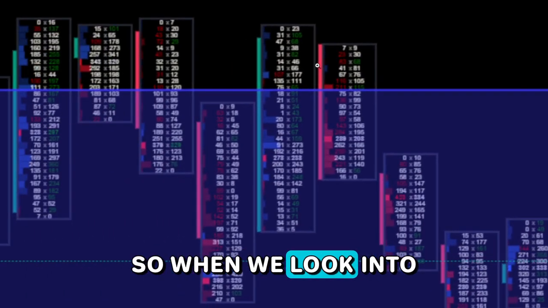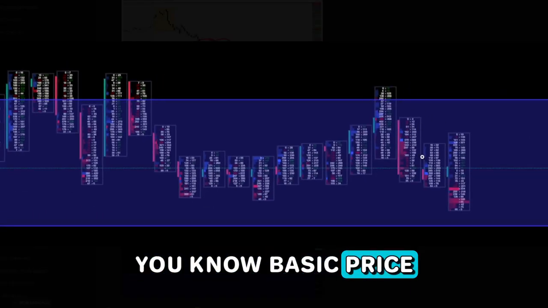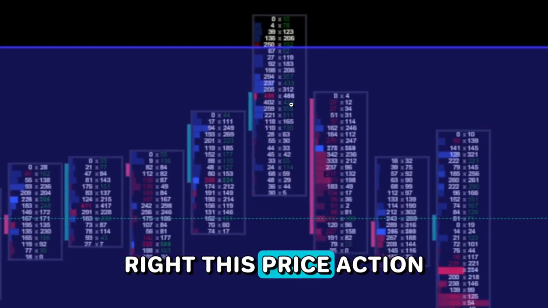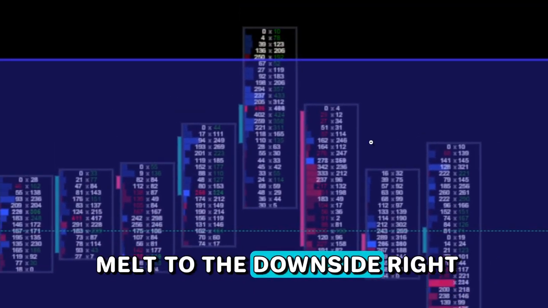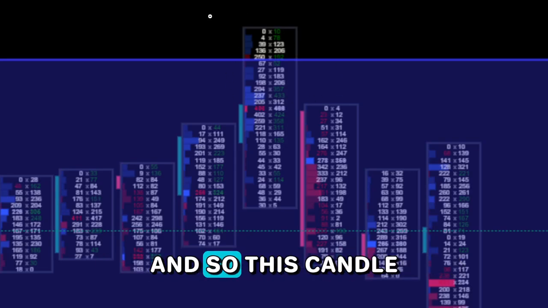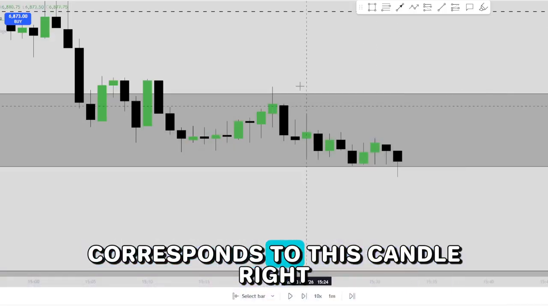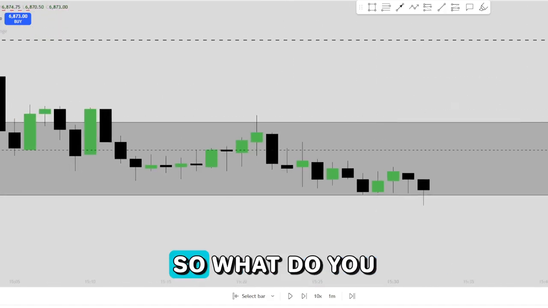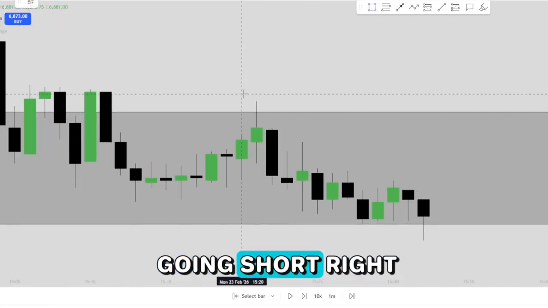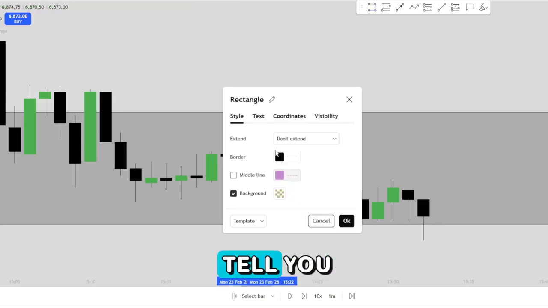So when we look into basic price action, I'm going to focus on this wick over here, this price action as we start to melt to the downside. This is the main candle I want you to focus on, and this candle corresponds to this candle. So what do you see over here that specifically tells you that you want to be going short? What does this candle tell you?